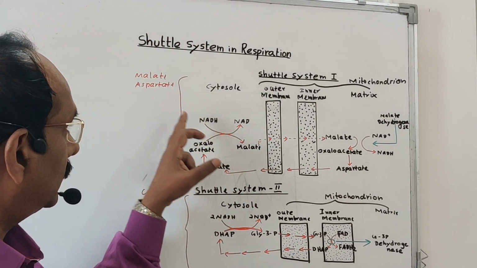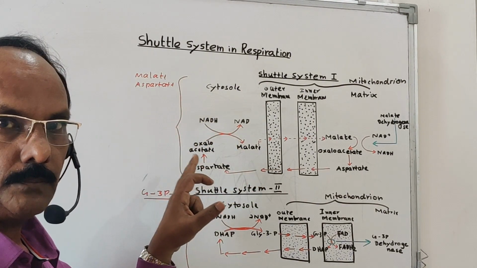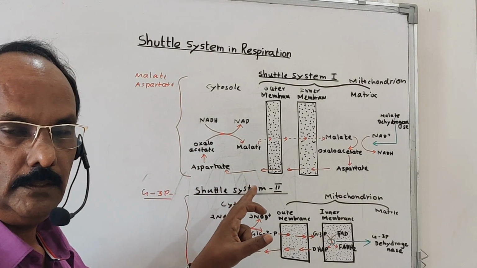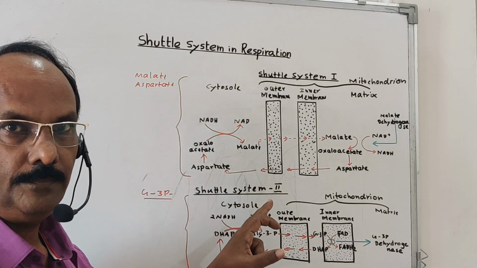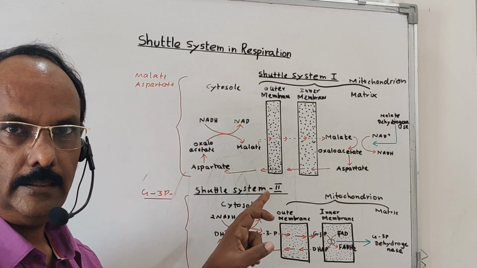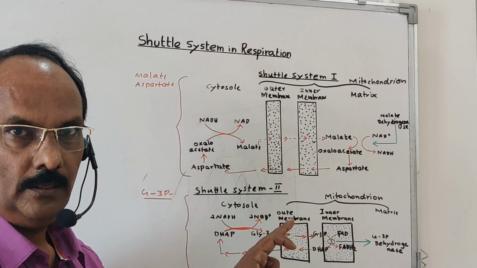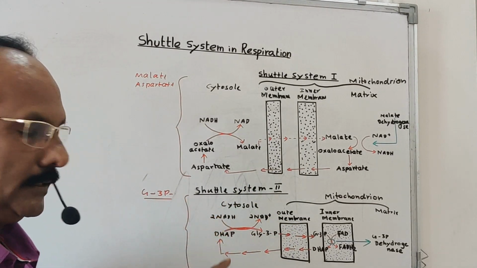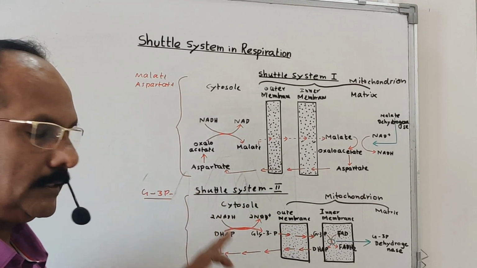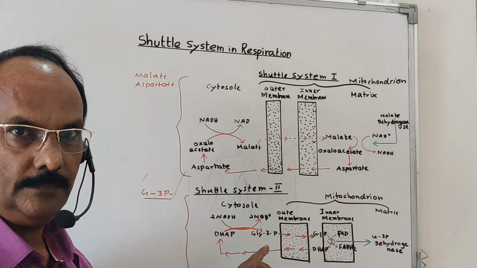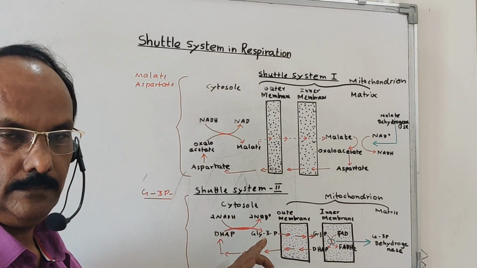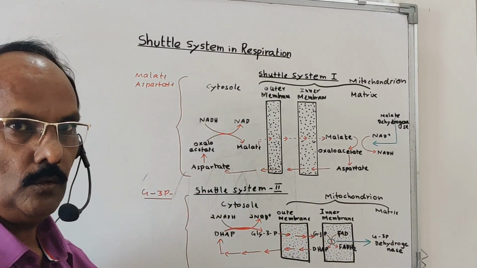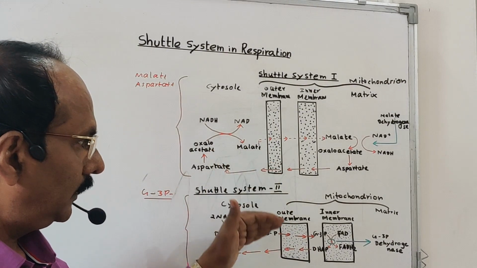Out of these, shuttle system one is known as the Malate Aspartate shuttle system. This Malate Aspartate shuttle system operates in the muscles, heart and liver, and also in the kidney. Another shuttle system is called the glycerol 3-phosphate shuttle system. The glycerol 3-phosphate shuttle system operates in all plants and also in nerve cells and some muscle cells. So what is the difference between these two?